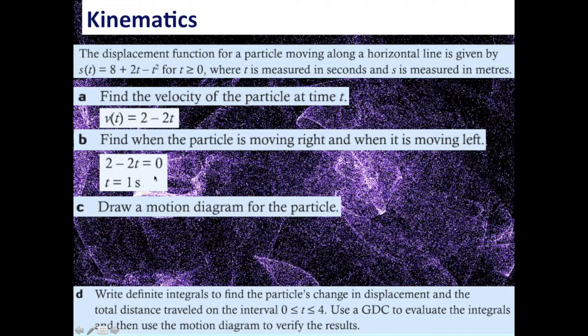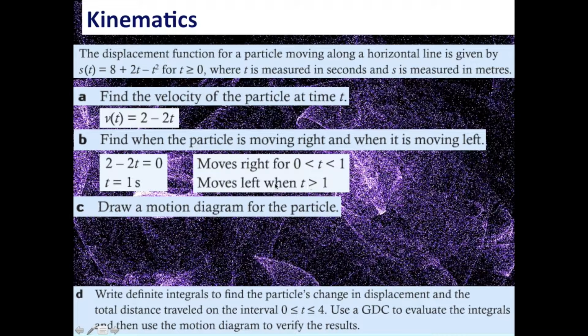positive, so moving right. If we choose a value greater than 1, so for instance 2, we can see it's going to be negative and moving to the left. So for values of t greater than 1, it's going to be moving left.